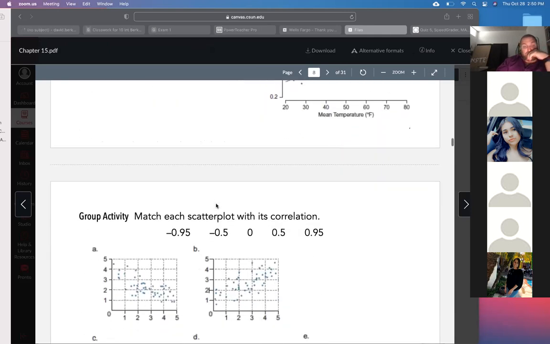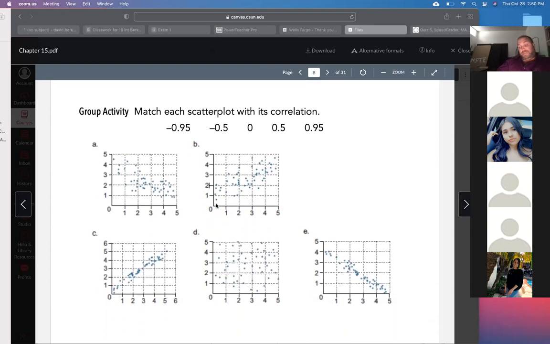Okay. In fact, let's go one step further. We have 5 plots here. Let's make an educated guess as to which number corresponds to which plot. Let's start with the 0.95, which is a very strong positive linear plot. Which of these would be a very strong positive linear plot? C. C is extremely strong positive linear. Do we agree?